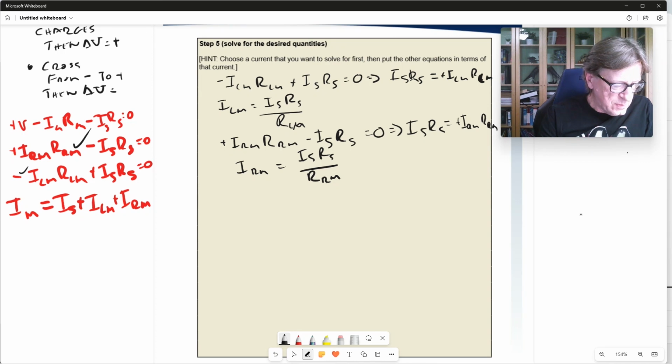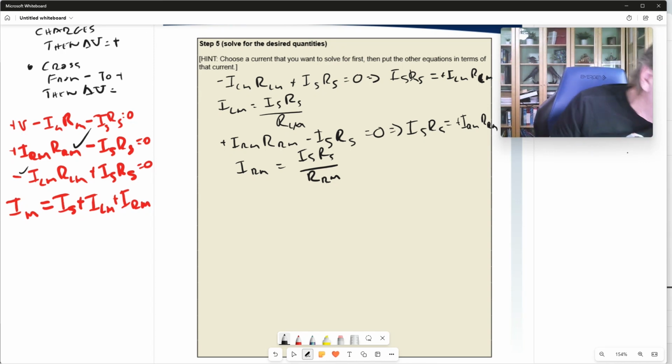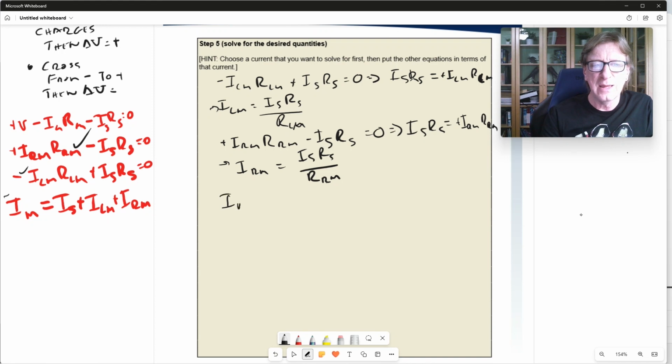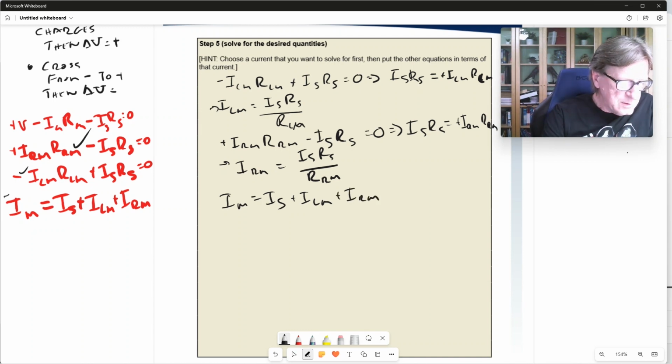All right. So the next thing we're going to do is get the microcontroller current in terms of the sensor current. I already know what these two are, so I can plug those in. So let's use our junction rule here. So I know IM is equal to IS plus ILM plus IRM. Like that. Okay, and we're going to solve for the sensor current here.